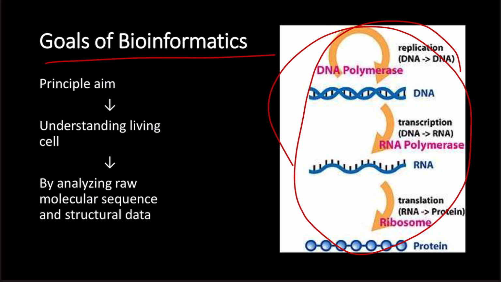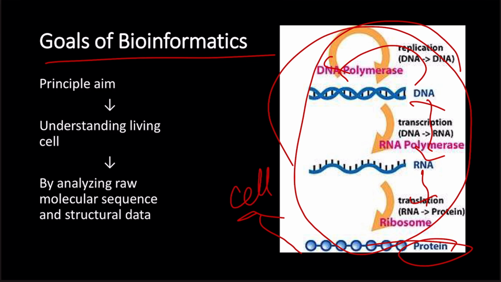So that is, central dogma is basically the DNA converting to DNA itself, that is replication, then DNA converting to RNA, that is transcription, then RNA converting into protein, that is known as translation, and this protein is the one which is responsible for mediating the several physiological effects of the cell. So by understanding this molecular sequence and the structural data of the DNA, RNA, and the proteins, we are actually understanding the activities of the cell and the physiological effects which are mediated by these molecules. So this is the main goal of bioinformatics.